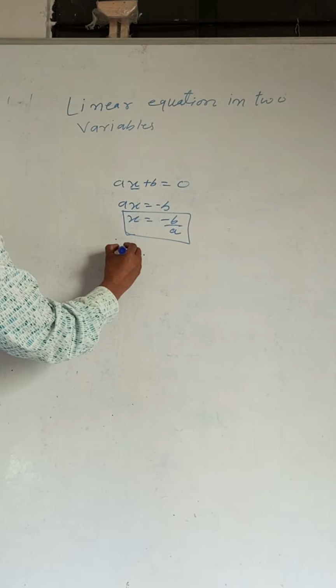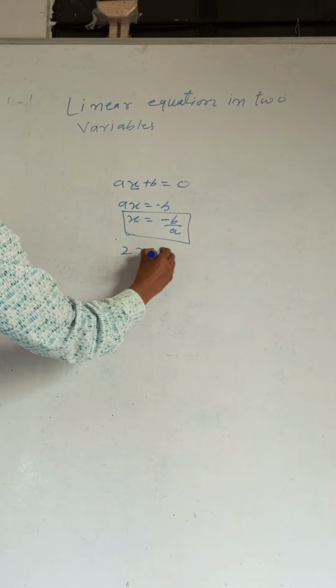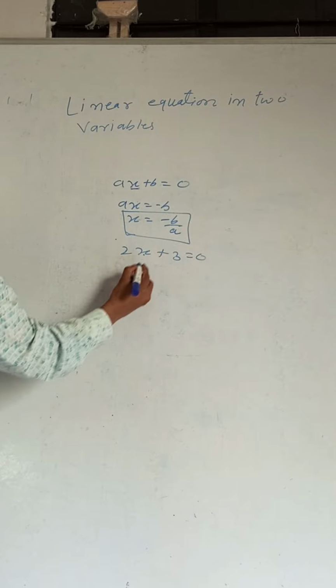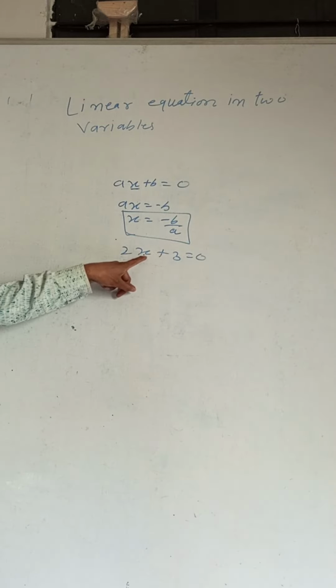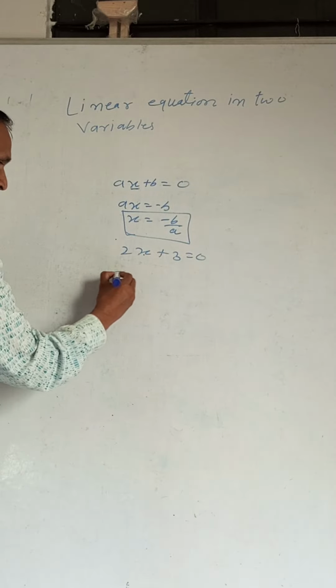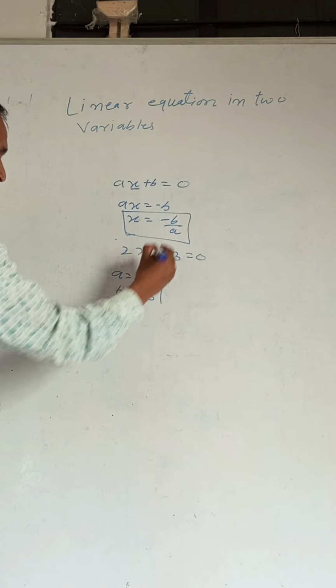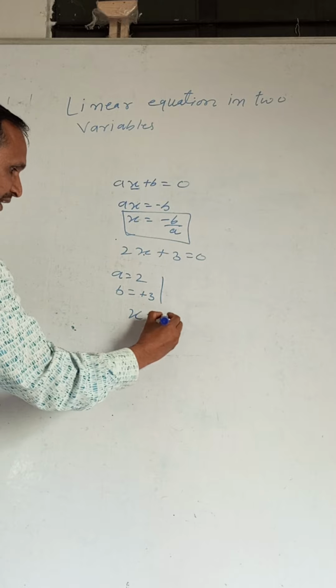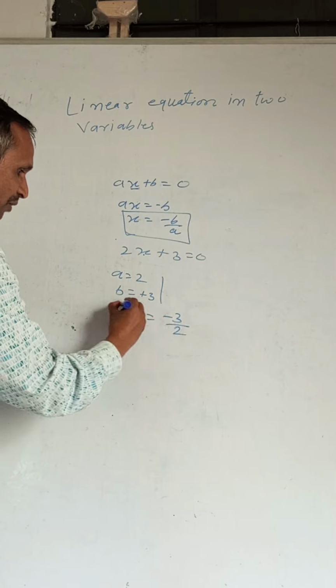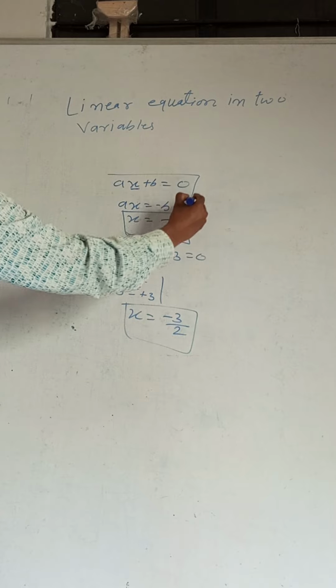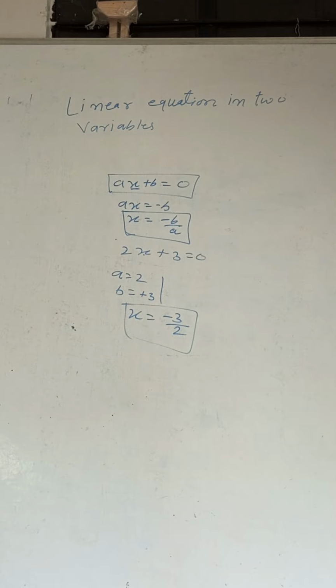Suppose I have written here 2x plus 3 is equal to 0. So what will be the value of x? Directly we can write the value of a here. The value of a is what is written with the x. With the x, 2 is written. So the value of a is 2 and the value of b is plus 3. So we can put in that value: x is equal to minus b by a. This is the value of x. This is finding the solution of a linear equation in one variable. This is called the general form, or standard form, of a linear equation in one variable.